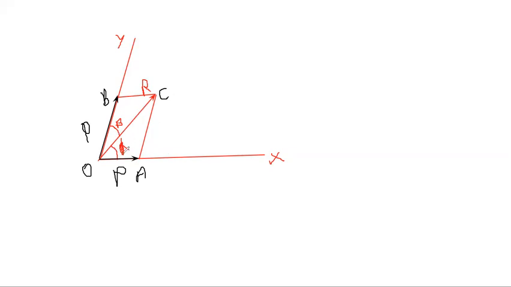Okay. So if this angle is alpha and this angle is beta, so what is the value of this angle? Beta. Alternate angles. If this angle is beta, this angle will be beta, alternate angles. And what will be the value of this angle? This angle will be 180 degree minus alpha plus beta. Right. So now we have a triangle AOC.